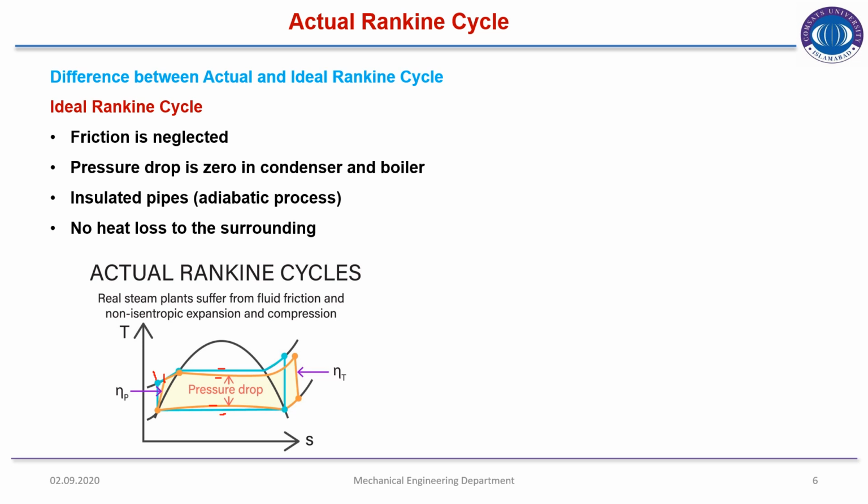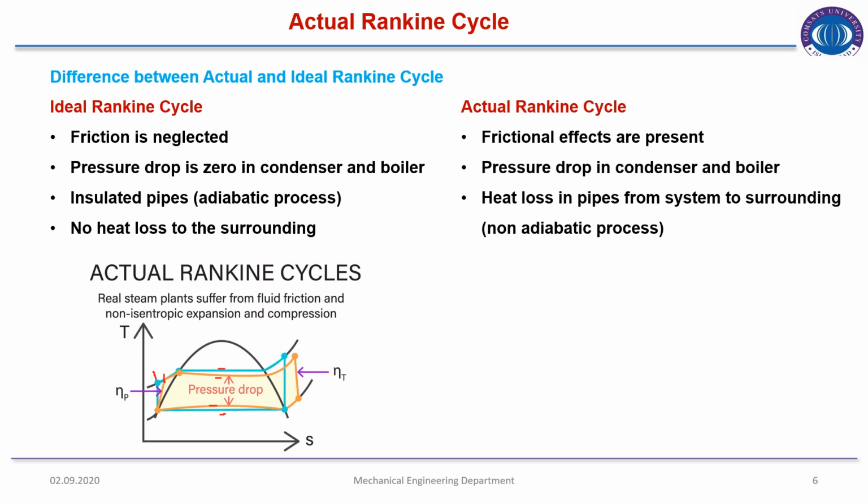In the ideal cycle, friction and pressure drop are neglected, and pipes are considered insulated, so there is no heat loss to the surroundings. Whereas in the actual Rankine cycle, frictional effects are present, and due to that friction there will be a pressure drop inside the pipes, and also a pressure drop in the condenser and the boiler. There will be heat loss from the system to the surroundings. This will be a non-adiabatic process in the actual cycle.